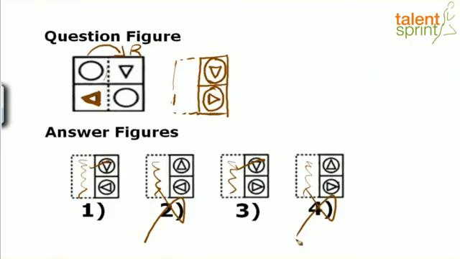Now go for the bottom part. The bottom part should have a circle with a triangle pointing towards right. So triangle pointing towards right, option 1 is eliminated. Triangle pointing towards right, option 3 satisfies. So overall option 3 is the correct answer. All right. That's about it.